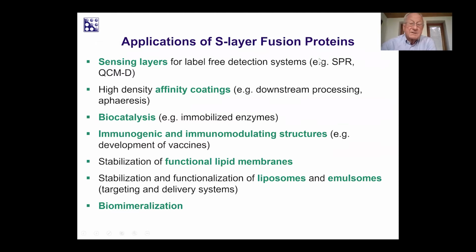Studies can be done with surface plasmon resonance and quartz crystal microbalance with dissipation. We have high density affinity coatings for downstream processing or apheresis. We can use them as catalysts if you immobilize enzymes. A very interesting aspect is immunogenic, immune modulating structures, if we want to develop vaccines. It's also a stabilizing structure for functional lipid membranes, liposomes, emulsomes, and some aspects of biomineralization, which I will describe in the following.